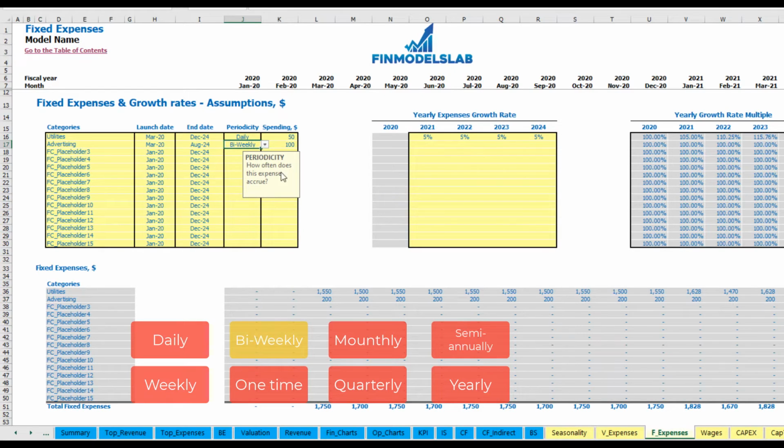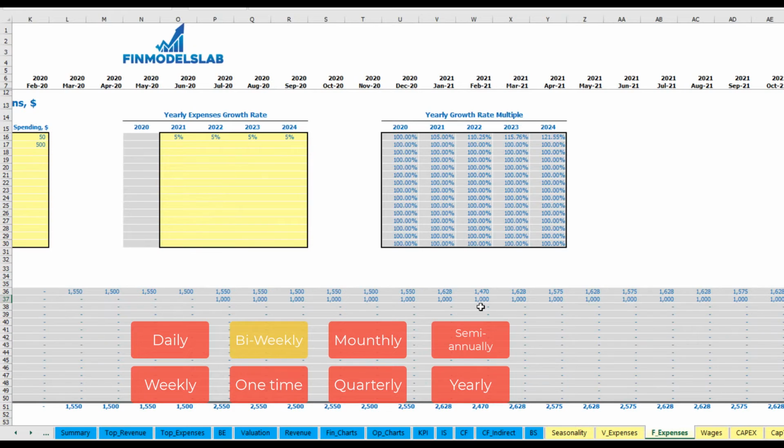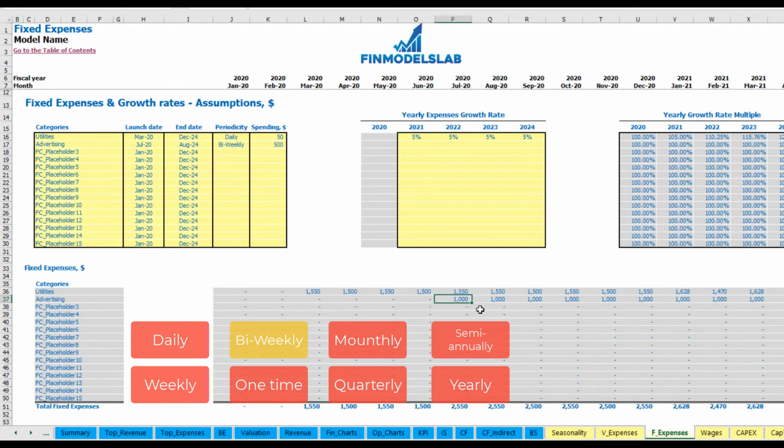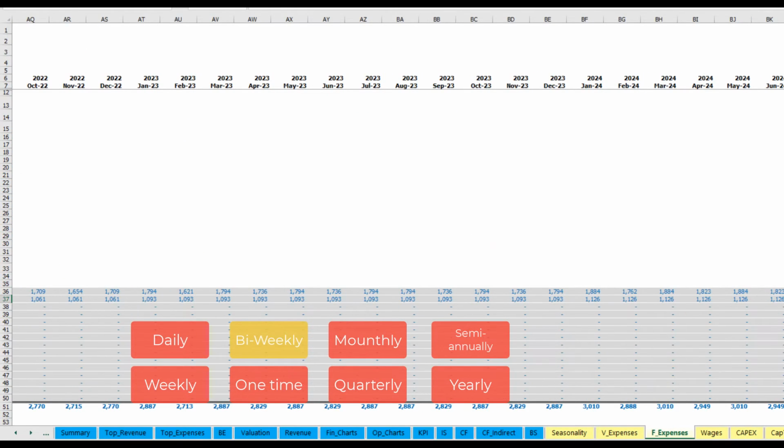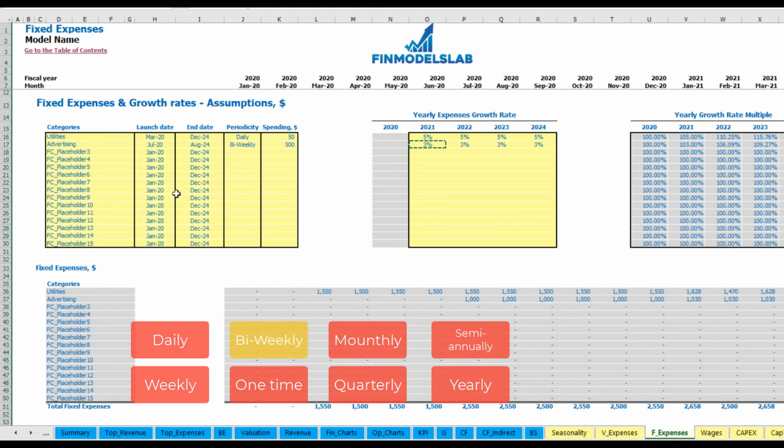Another option is bi-weekly. For example, $500. You can start from July, for example, and you will have 2 bi-weekly payments within the month. $500 multiplied by 2, you have $1,000 per month. Again, you can input some growth rate, and you will see that your advertising expenses will grow year over year till August 24, which is the last date of this expense type.